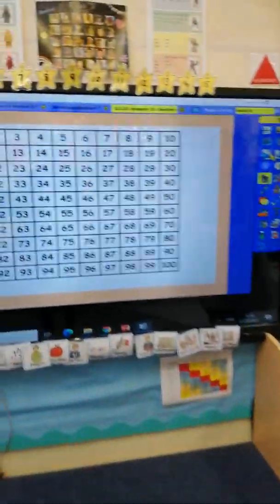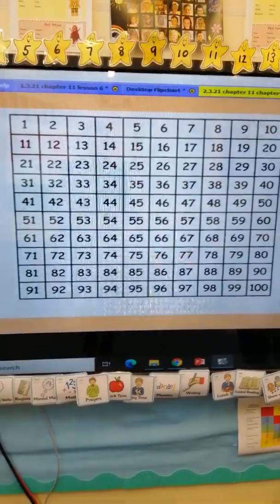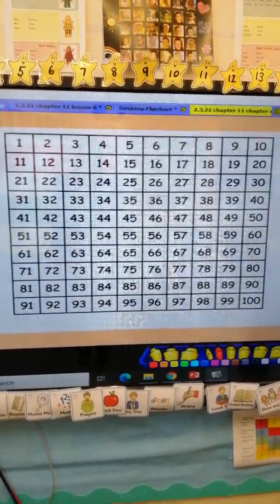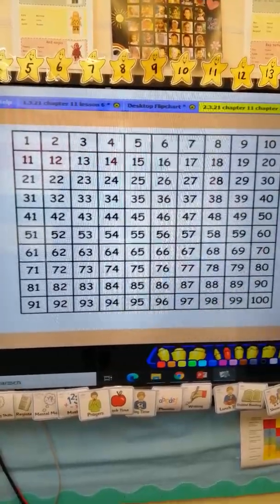Morning year one, let's warm up our maths brains. Are you ready? Let's have a look at our 100 square. Here you can find me the number 63. The number 63. Where's the number 63?